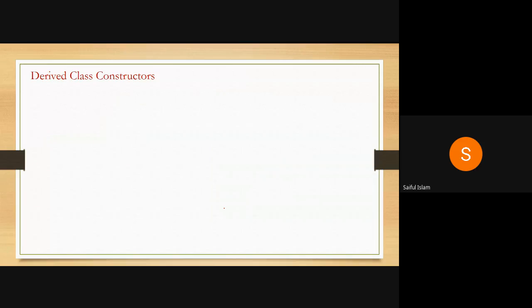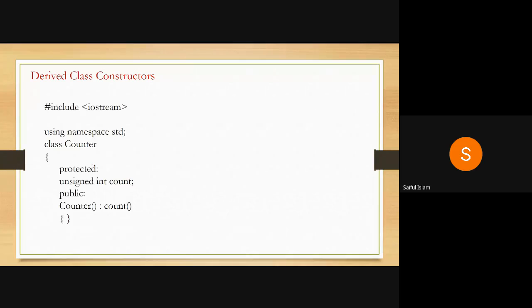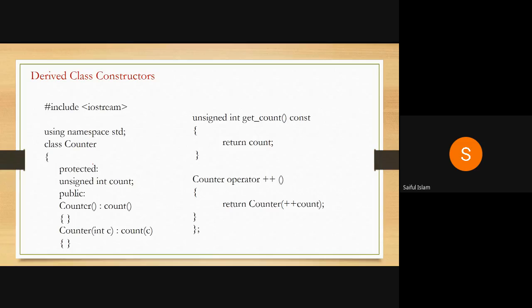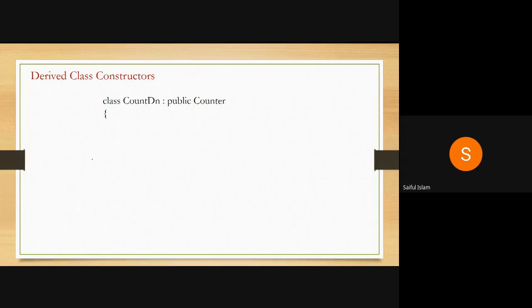So let's take what the derived class constructors are. You have a counter. This is the example that we have seen. This is the original class, the counter class. To this we are going to add the derived class constructors. So class countdown, public counter, publicly deriving from the counter class. Then you have a public countdown. Which one? This is a default constructor.